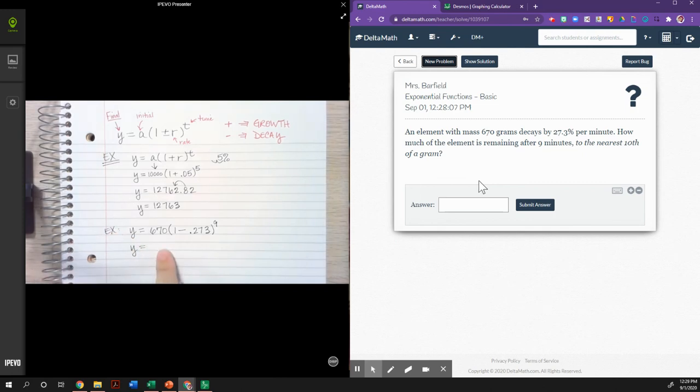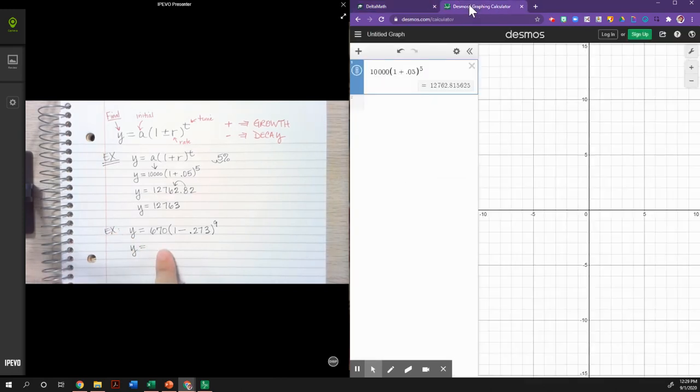Now I just switch over to Desmos to type that in, or use your calculator. 670 times (1 minus 0.273), and then my exponent of 9. So the result is 38.008.